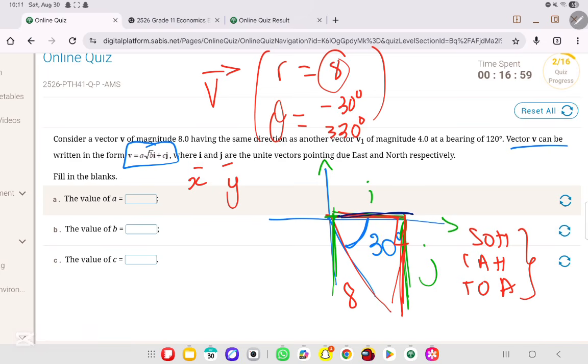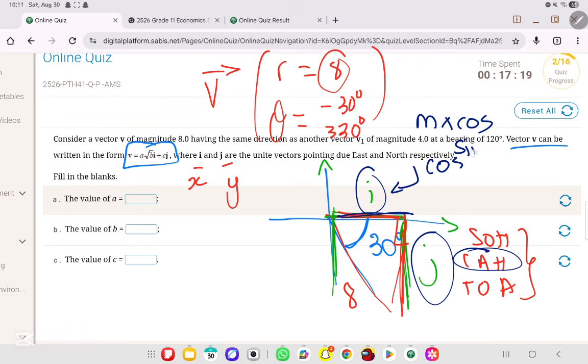If I want to find I, is it opposite or adjacent to the angle? First of all, I is adjacent to the angle. So whenever it's adjacent, you will be using cosine. Now, there is an equation you need to remember. In order to find either I or J, it's magnitude times either cosine or sine theta. So in this case, we know to use cosine. So it's gonna be the magnitude, which is 8, times cosine 30. Oh, but I made a mistake. I forgot to add the negative.